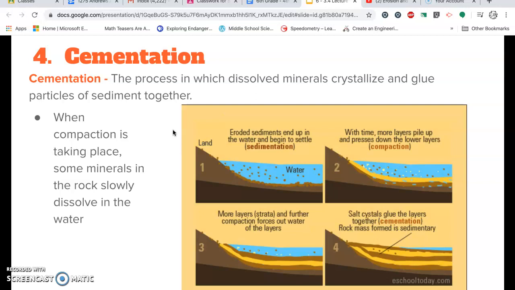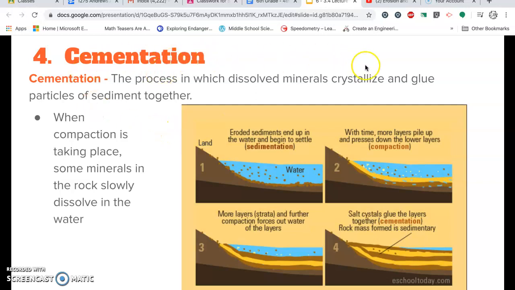And eventually, if you left that glass on the countertop and the water had time to evaporate out of the glass, the rock salt would reform. The sodium and the chloride would come back together and you'd have salt again. All right, so this is cementation.